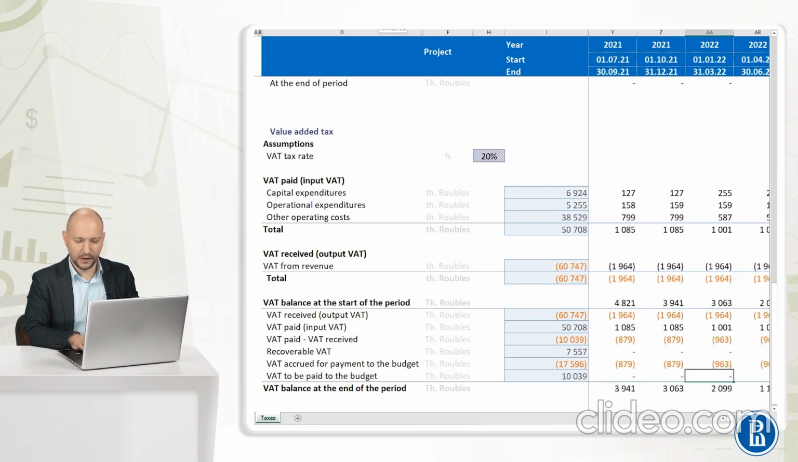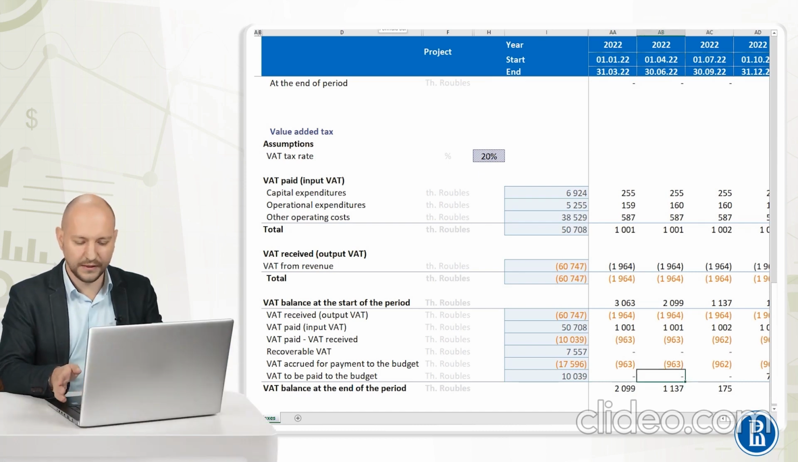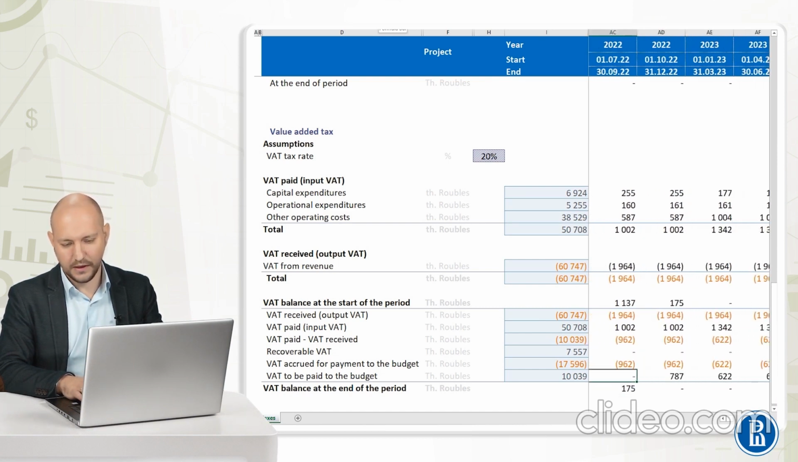As we see now, until the value-added tax balance is equal to zero, the company doesn't have to pay any value-added tax to the budget, because it's still the accumulated amount of value-added tax paid to other companies. It's still more than the company has got, which means that only, as we see, in the fourth quarter of 2022, the company will have to pay value-added tax to the budget.